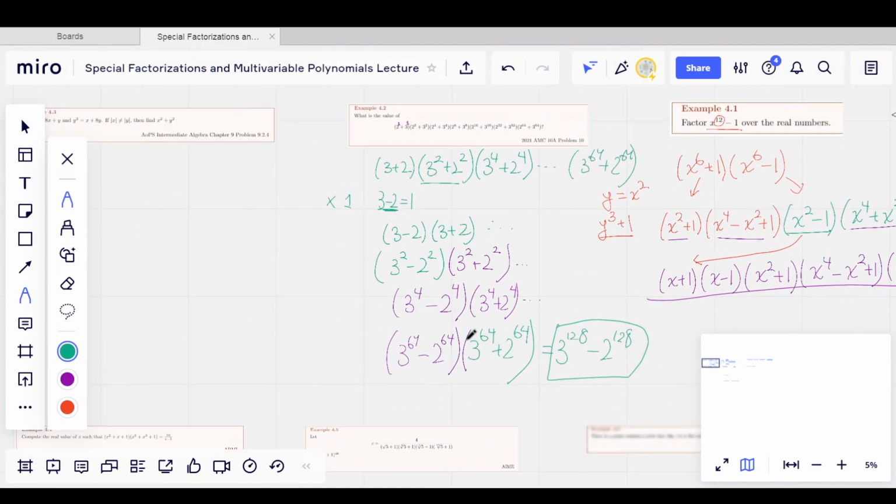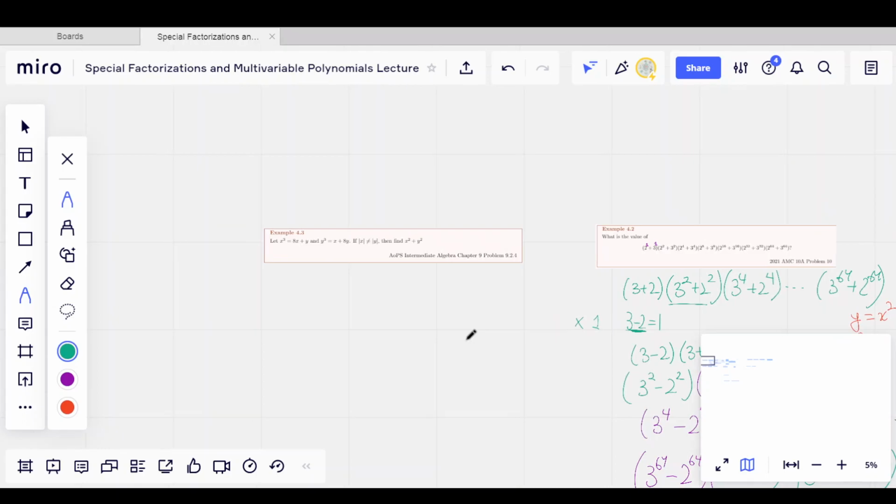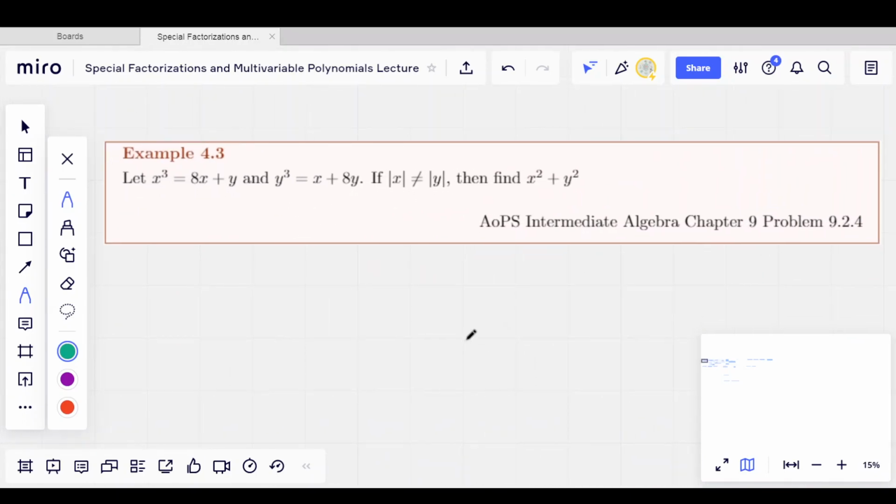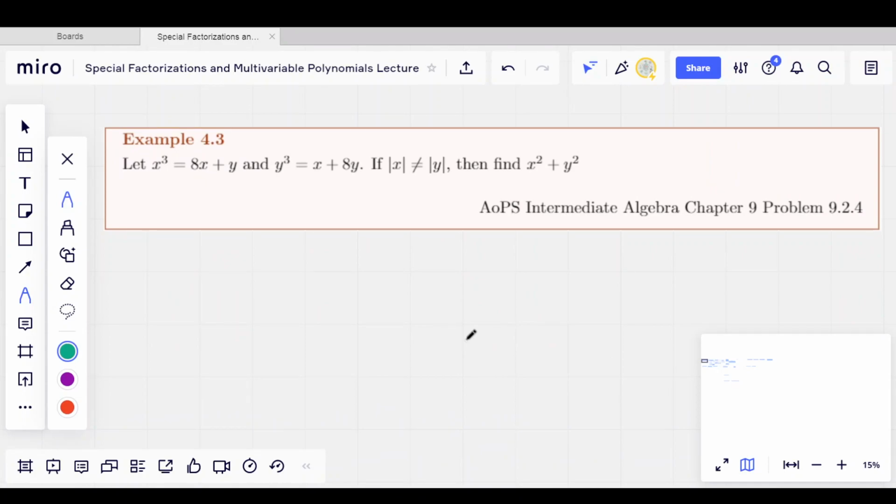So now let's do the next example. You can also try this one. It just states let x cubed equals 8x plus y and y cubed equals x plus 8y. If the absolute value of x is not equal to the absolute value of y, then find this. Just think about that for a second.